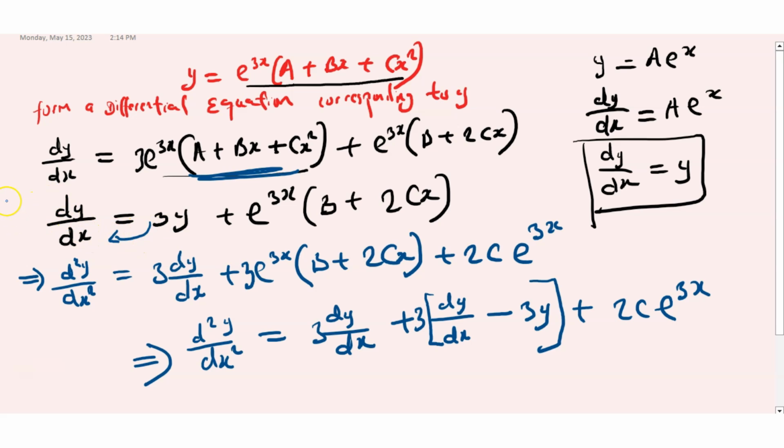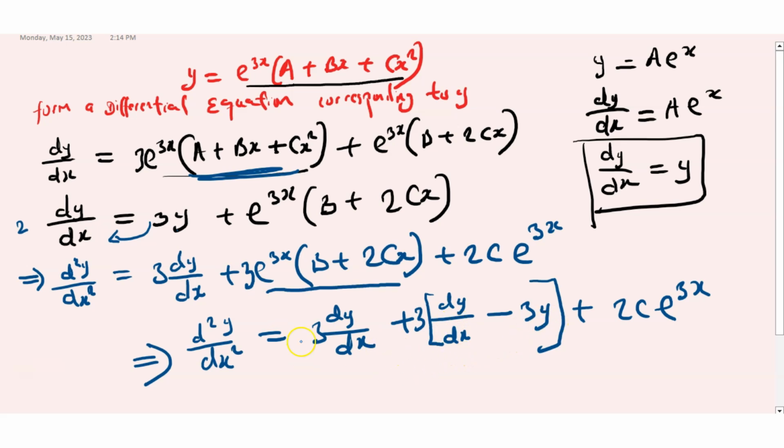From line 2, we took the derivative and got d squared y over dx squared. That will be equal to 3 dy dx, because the derivative of y is dy dx, plus, now we took the derivative of e to the 3x, that will be 3 e to the 3x times (b plus cx), then we take the derivative of b plus cx, which is b plus 2cx. That will give me 2c. Then we multiply by e to the 3x. But this expression alone is equal to dy dx minus 3y. So this will be 3 times (dy dx minus 3y).